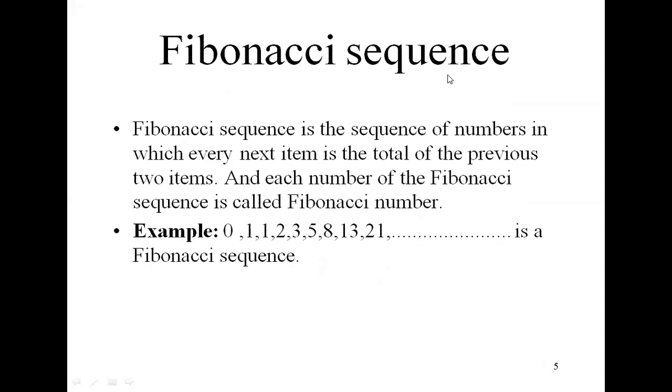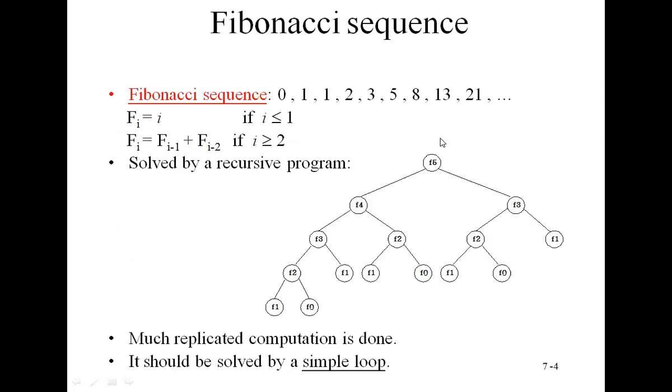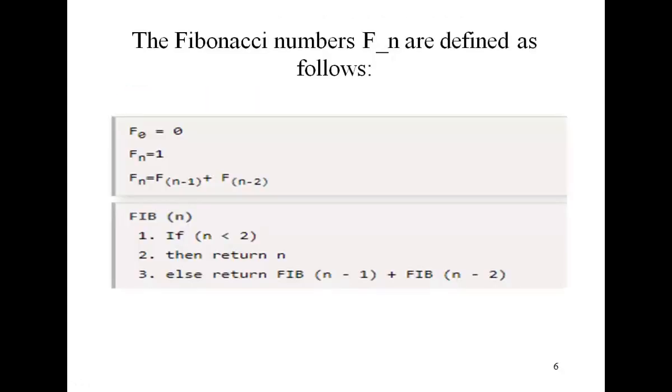Now see this one, Fibonacci sequence, already explained. Fibonacci numbers f of n are defined as follows. So we have f of 0 is equal to 0, f of 1 is 1, f of n is f of n minus 1 plus f of n minus 2.